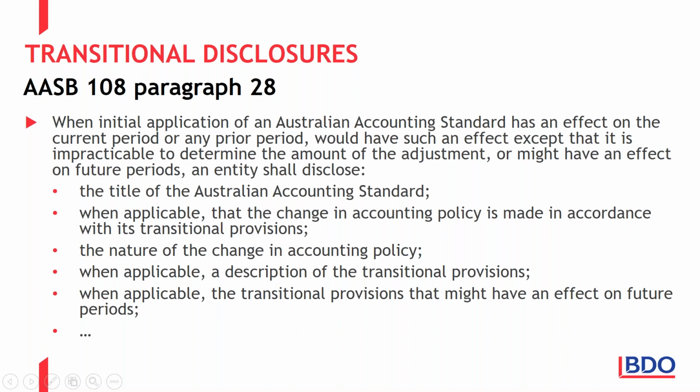initial application of an Australian accounting standard has an effect on the current period or any prior period, would have such an effect except that it is impracticable to determine the amount of the adjustment, or might have an effect on future periods, an entity will disclose the following. The title of the Australian accounting standard, the change in accounting policy that is made in accordance with its transitional provisions, the nature of the change in accounting policy, when applicable, a description of transitional provisions.